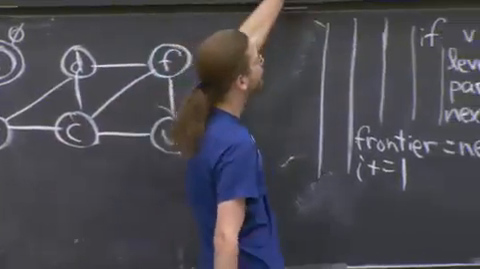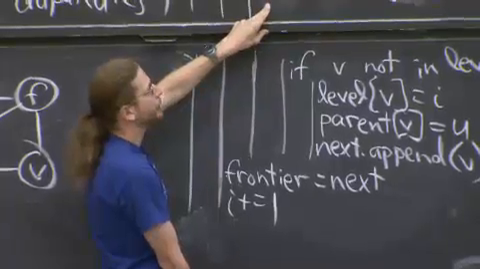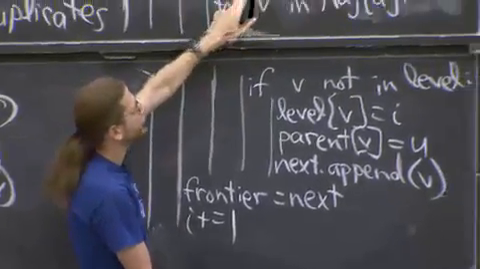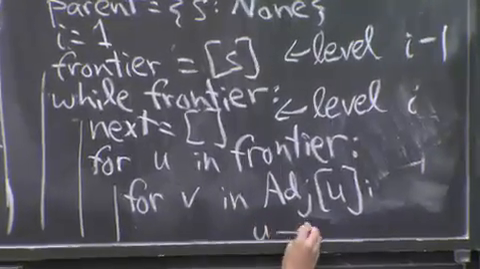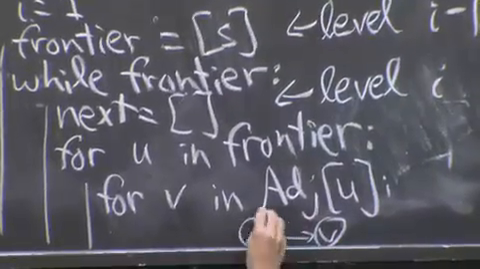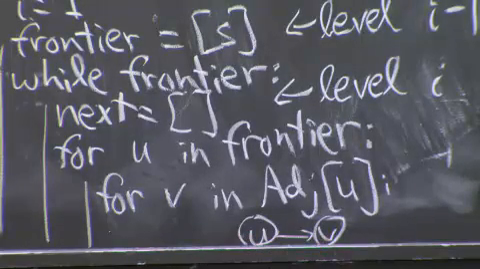How do we compute next? Well, we look at every node in the frontier, and we look at all the nodes you can reach from those nodes. So every node u in the frontier, and then we look at, so this means there's an edge from u to v. So the picture. We look at all the edges from all the frontier nodes where you can go.